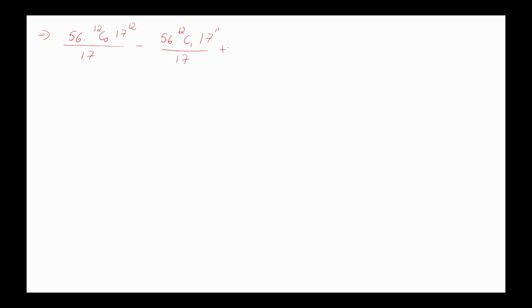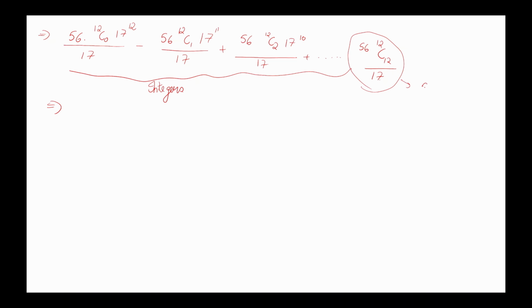This would become 17 plus 56 into 12C2, 17 to the power 10 divided by 17, and this would go on up till we have 56 into 12C12, 17 to the power 0, which does not require it to be written down, upon 17. Now, of course, all the terms which are before 12C12 are going to have at least one 17 in them. So all these terms would simply become integers. So what are we going to be left with? We are going to be left with just this, which is nothing but 56 by 17. So now we've shortened down our remainder or our fractional part to this portion, which is 56 by 17.